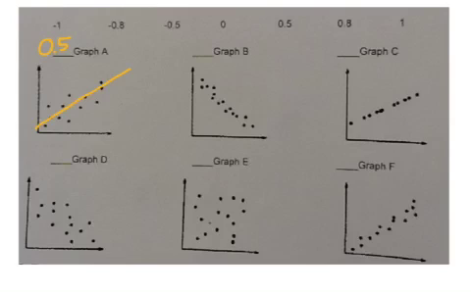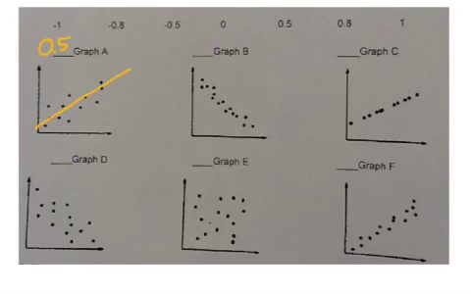The stronger my relationship is, the closer it would be to either 1, or -1 if it's a negative correlation. And the more scattered my points are, the closer it is to 0.